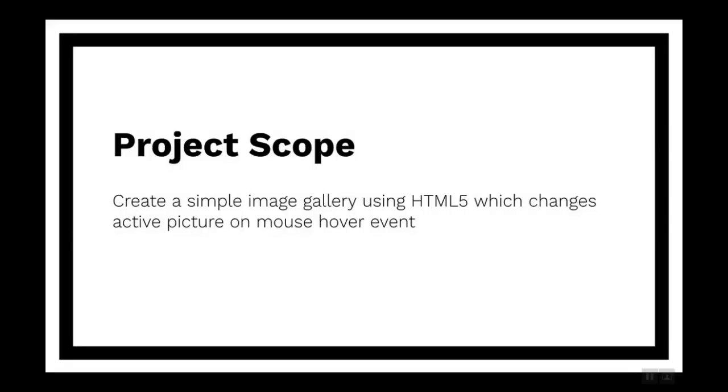In this project, we're going to create a simple image gallery using HTML5, which changes the active picture in the gallery when the user moves their mouse cursor on the button. You must have seen this especially for tourism-related websites, more specifically for hotels, where they want you to showcase the details of the package and what the tourists can expect when they stay at the hotel. So that's one of the use cases.